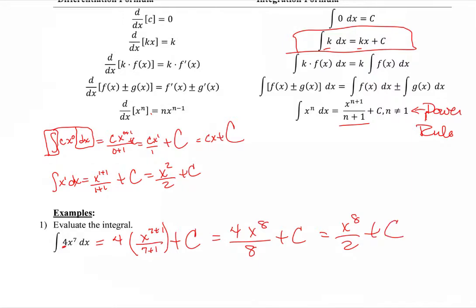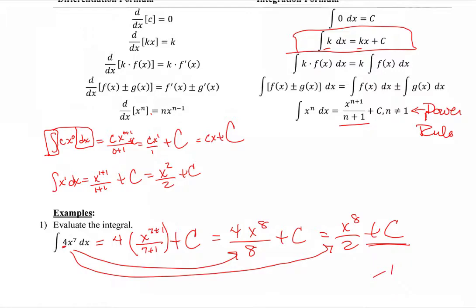Now let me say this. If you can go from here to here or from here to here, then go forth and do it. Okay? And if you forget the plus c, minus 1. Minus 1 for no plus c. Okay?